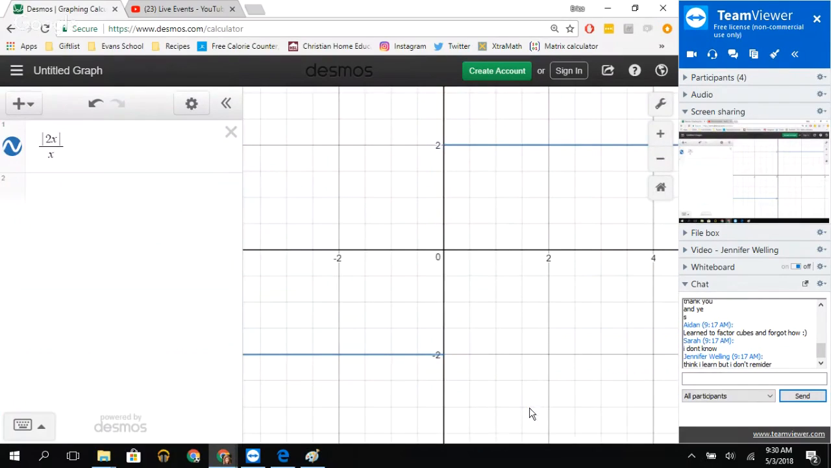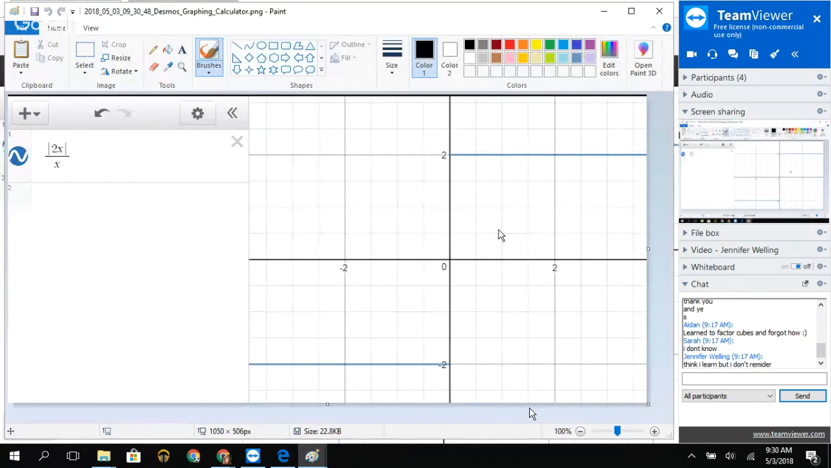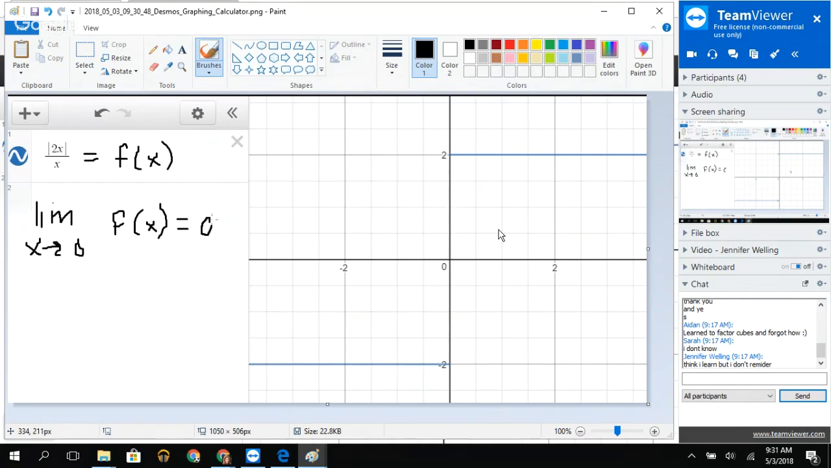Let me open this up so I can write this down. If I asked you to find, for this function, which I'm going to call f of x, the limit as x approaches 0 of f of x, you could say that does not exist, because when I'm looking from my left-hand side, the limit is -2, and when I'm looking from my right-hand side, the limit is 2. So they don't converge on a common value.